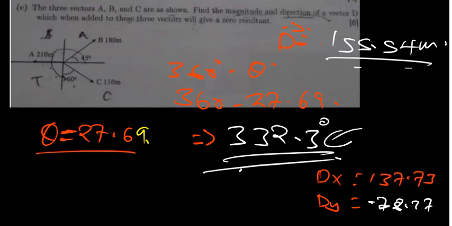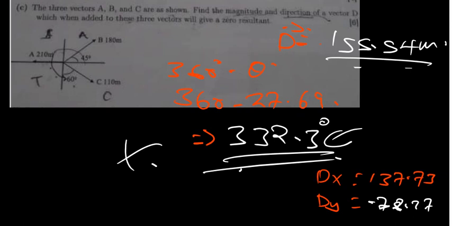When putting your answer, you say the magnitude of vector D is 155.54 meters at an angle of 332.3 degrees. Or you can even include to say from positive x-axis. Then you are done. Believe me, what you have done up so far, if I give you any question under vectors, you will not fail to solve. Very simple and straightforward. Do you have questions?